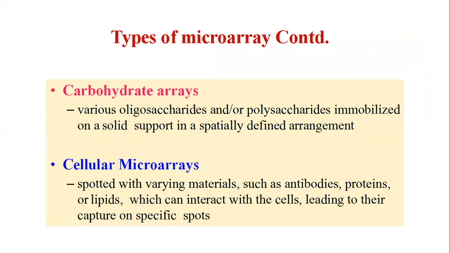Next is carbohydrate arrays. Various oligosaccharides or polysaccharides immobilized on a solid support, mostly a gold chip, in a spatially defined arrangement can be assessed using this technique. And the last one is cellular microarrays. It is spotted with varying materials such as antibodies, proteins, lipids, which can interact with cells, leading to their capture on specific spots. It is present there in the chip.